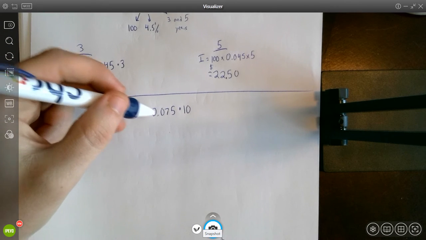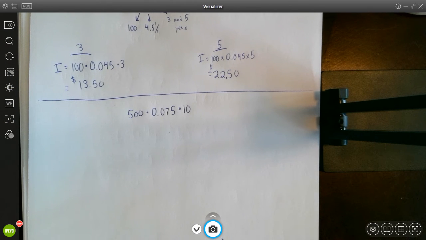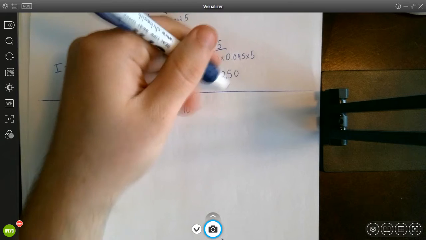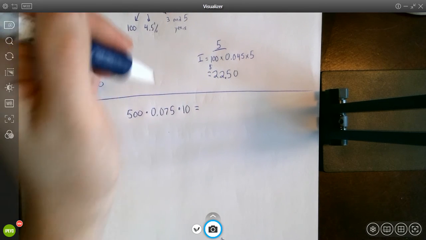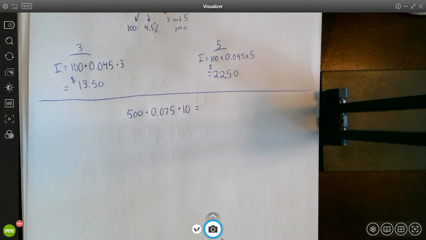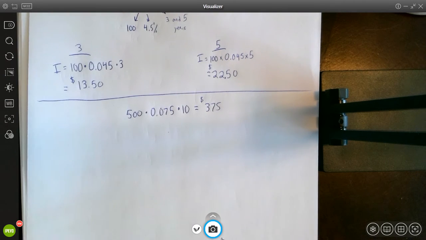Our principal times our rate times our time. So when we have those three things, all that you have to do is multiply them together to get to your solution. We get 500 times 0.075 times 10, which is going to be, whoops, I must have typed something in wrong here. 500 times 0.075 times 10. 375.